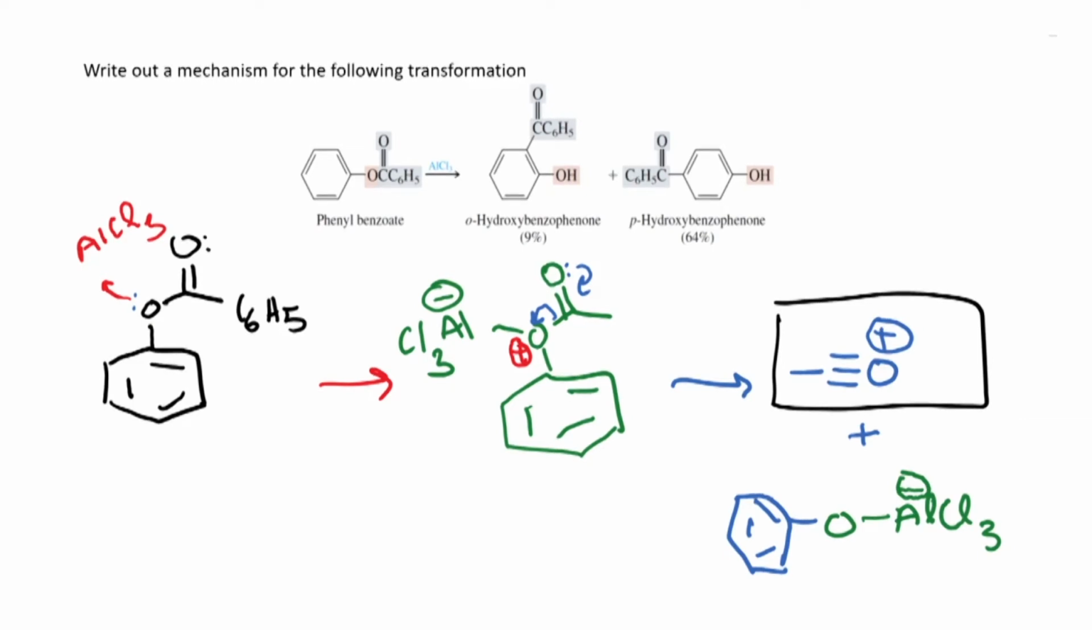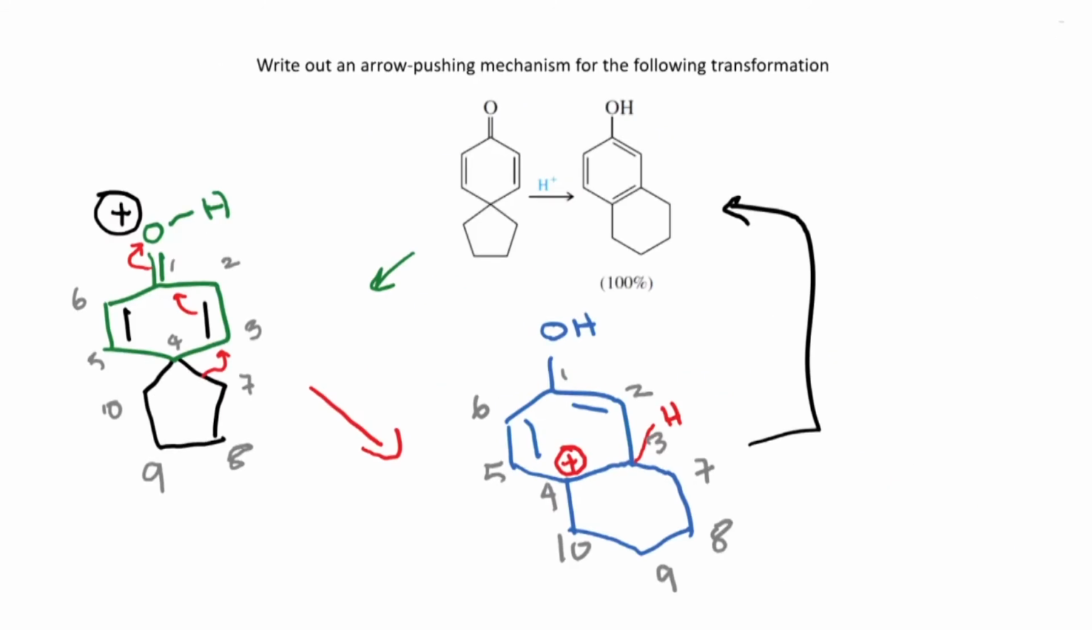And now the reaction can occur either at the ortho position or the para position. And that gives you this mixture of products. Now moving to the next question here, which is writing an arrow pushing mechanism for the following transformation.